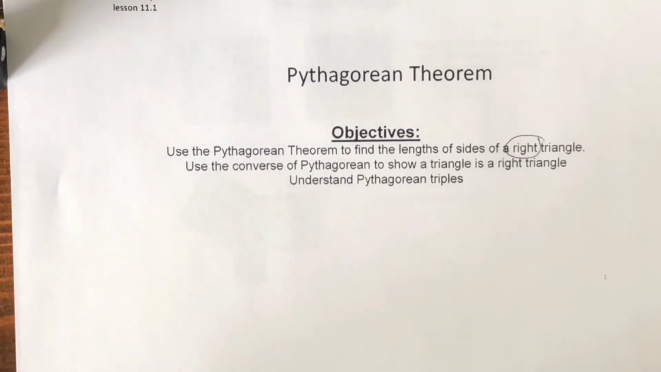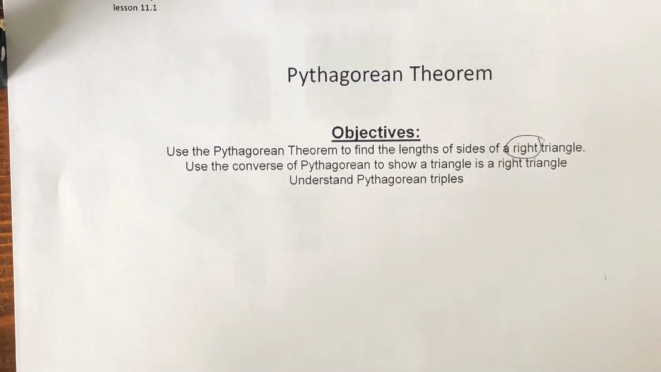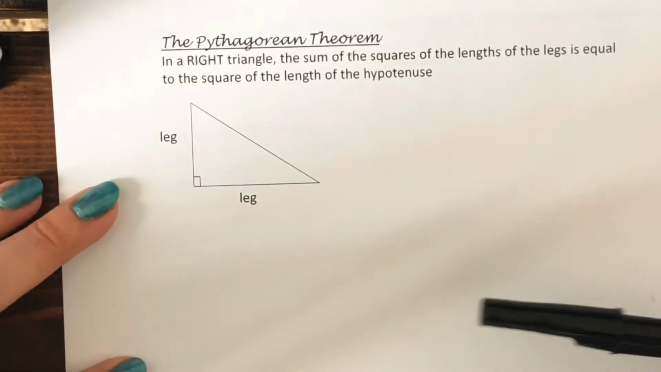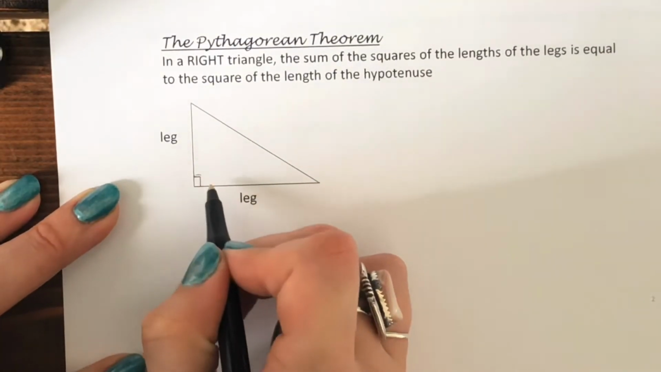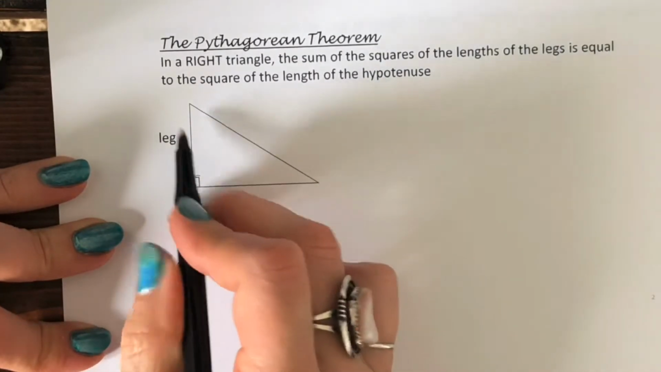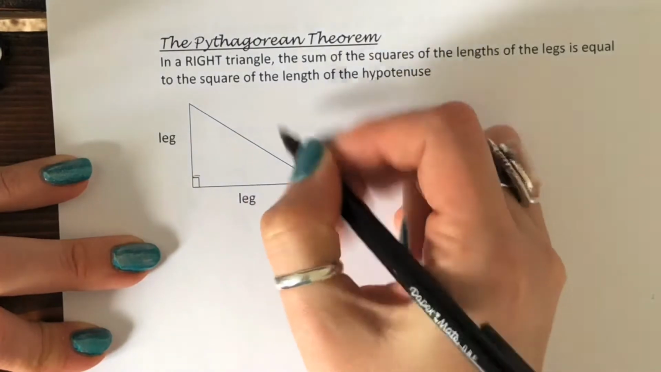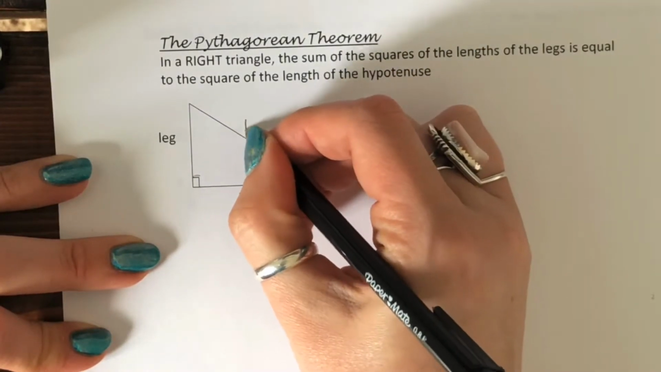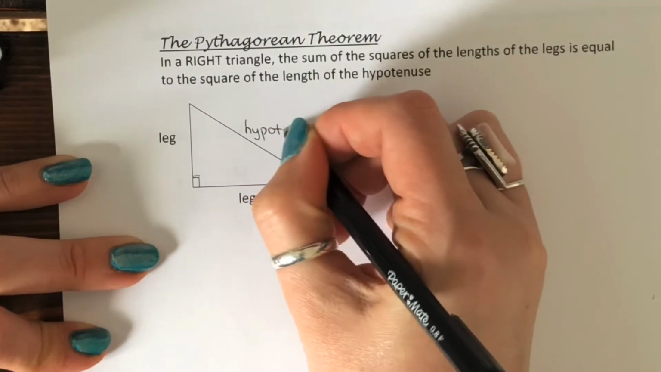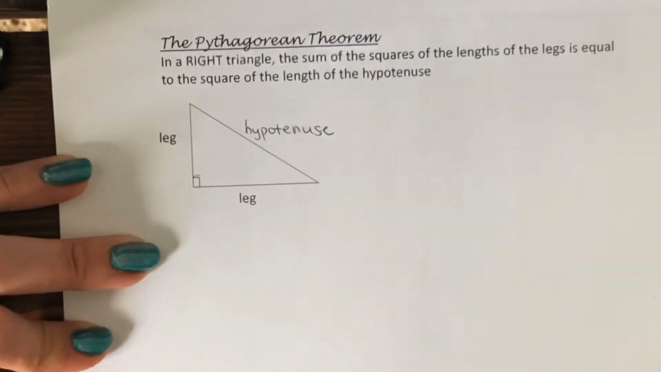And then we're also going to look at kind of working backwards with the Pythagorean Theorem, which is what we call the converse of the Pythagorean Theorem. So the Pythagorean Theorem, if we have a right triangle, remember it has to have that right angle right here, we call the two shorter sides legs. So we have a leg here, and then this long side is what we call the hypotenuse. Kind of a weird word, but the hypotenuse will always be that longer side.